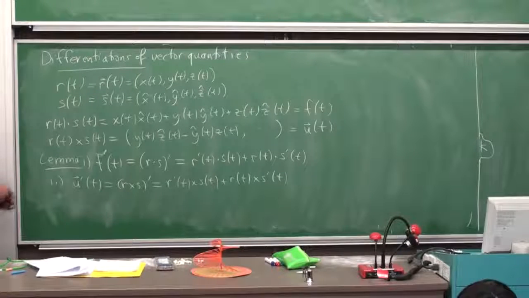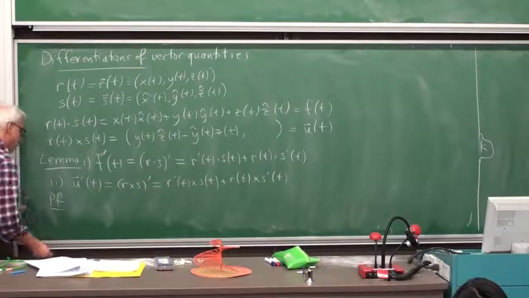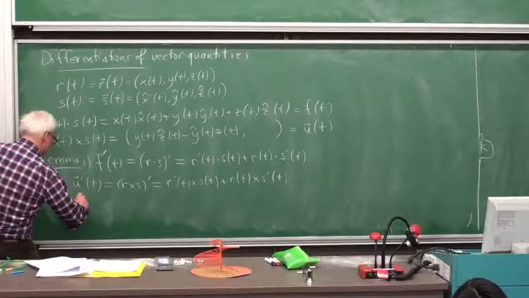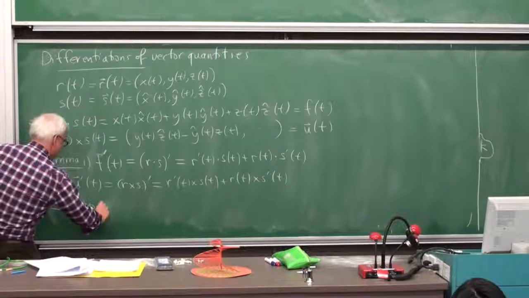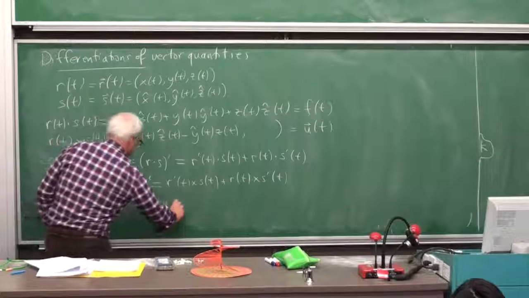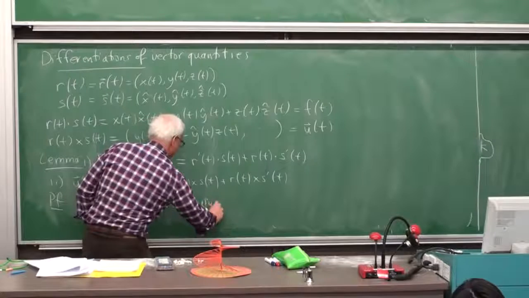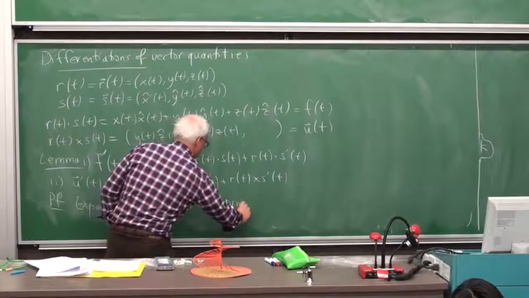So it's just like the ordinary product rule that we know for functions of one variable, but extended to this sort of vector case. And the proof is just a simple computation where you just expand in coordinates and use the usual product rule.